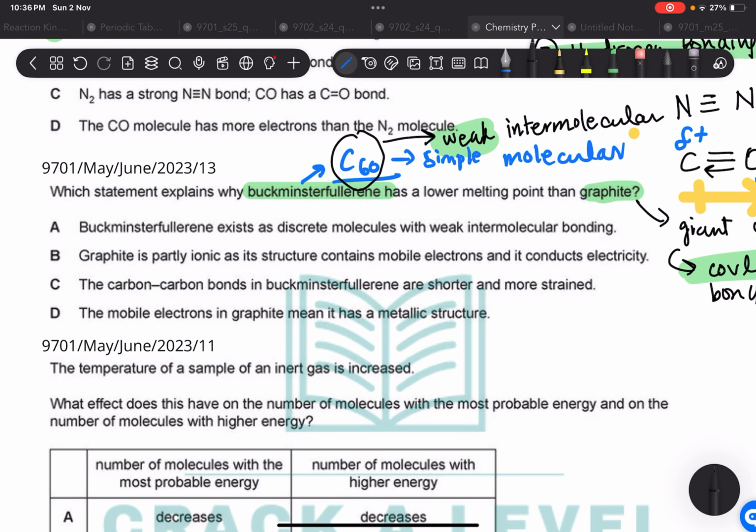No, the carbon-carbon bonds, we're not breaking the bonds. That's the one thing I like to tell you guys, that you are never breaking the bonds. You're not breaking the bonds when you're melting something. In simple molecular, you're not breaking the bonds. It's going to be option A.